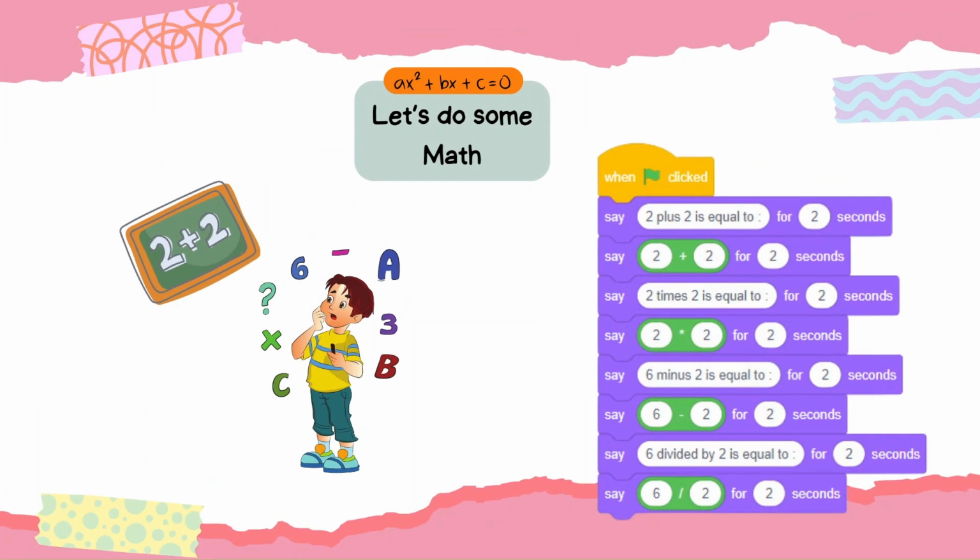Now it's time to talk about our operator blocks. What are we going to do, how are we going to add? This is how we can add it. When the green flag is clicked, we will use this 2 plus 2. It will perform addition, subtraction, multiplication and division. So let's go there, and I'll show you a demo of it.